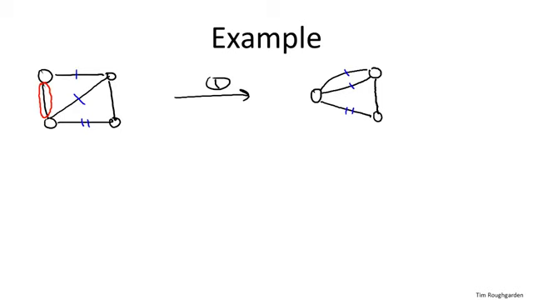So now we proceed to the second iteration of the contraction algorithm, and the same thing happens all over again. We pick an edge uniformly at random. Now there's only 4 edges that remain, each of which is equally likely to be chosen, so a 25% probability.